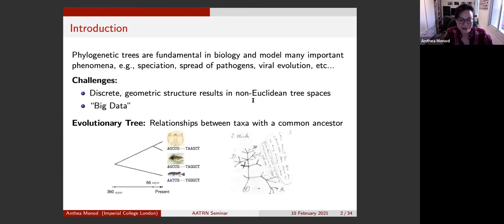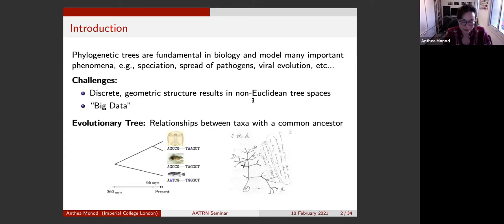Okay, so here's the introduction. We're interested in phylogenetic trees here. They're symbolic objects that model evolution, and they're really fundamental in biology. They are used to model very many important phenomena in biology, ranging from speciation to the spread of pathogens, viral evolution, and cancer evolution. So these are all modeled by phylogenetic trees. They're very important data structures in biology, but they're also really difficult to work with.